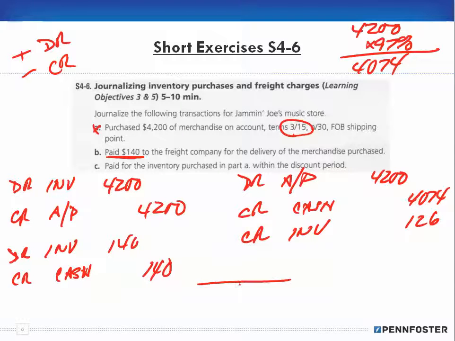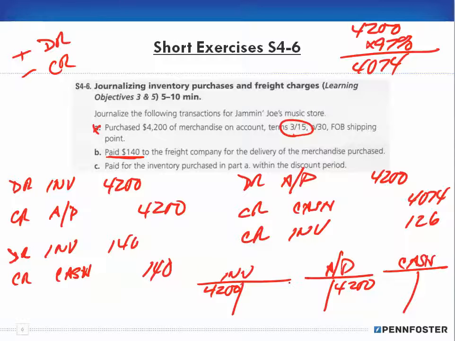So now when I look at my inventory account, yeah, I paid 4,200, and I have an accounts payable account where I credited accounts payable for 4,200, right? Then I had an additional $140 for my freight, so I paid $140 in freight. And now when I pay off the entire bill, I'm going to debit my accounts payable for 4,200, so that balance is zero, all right? That washes out. And my cash, I paid 4,074.